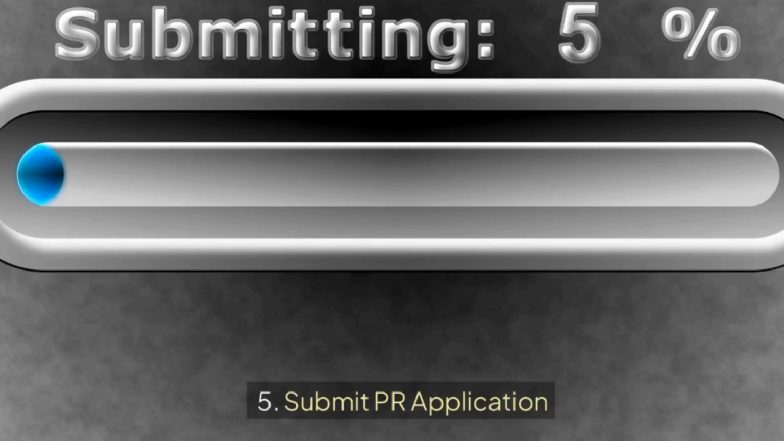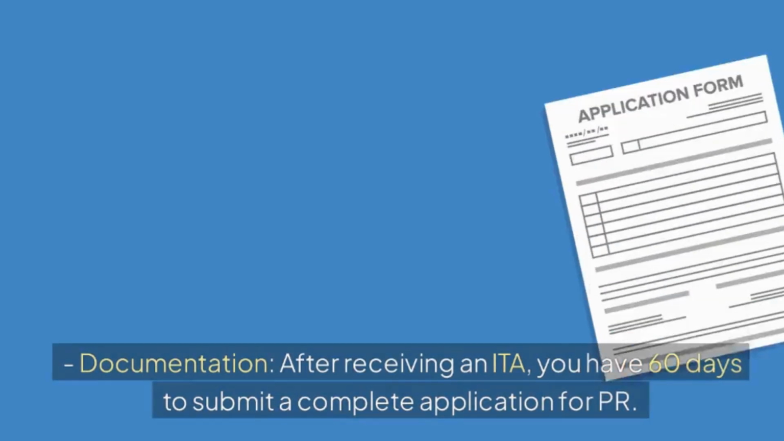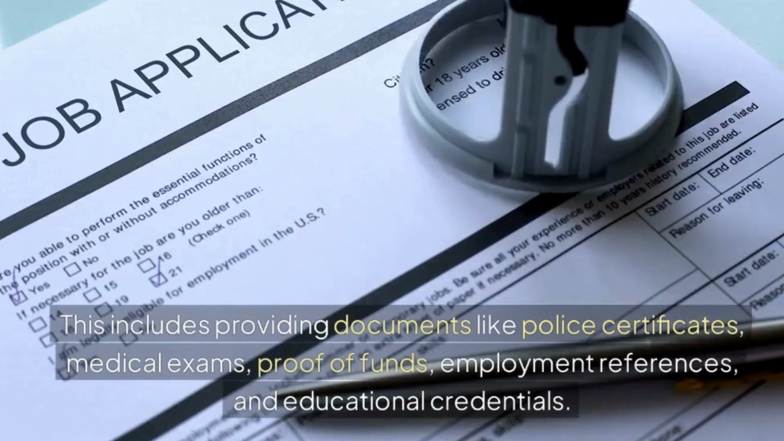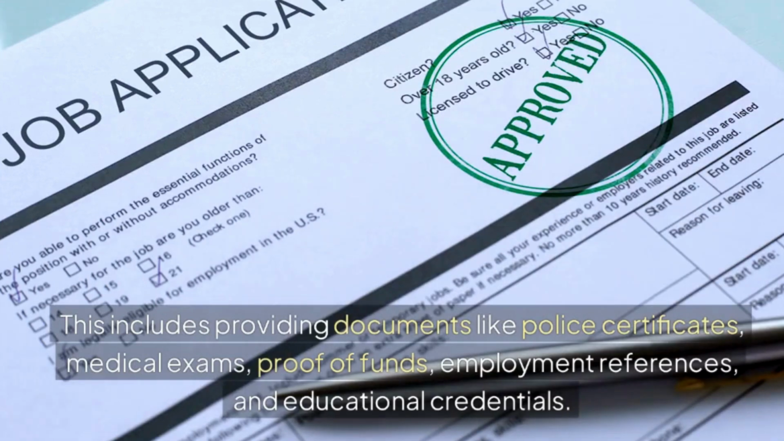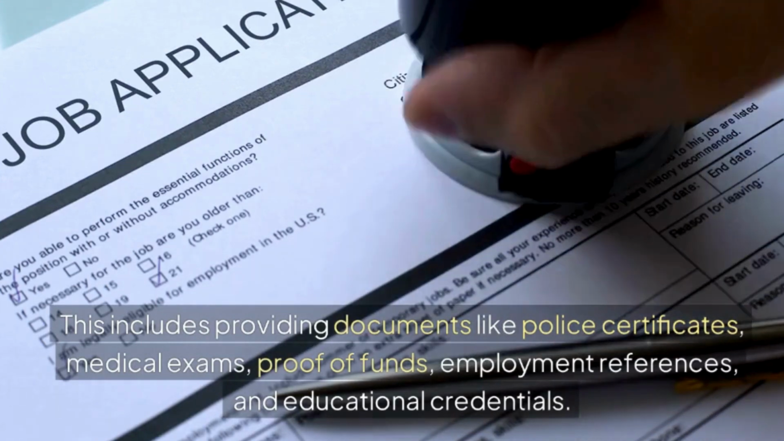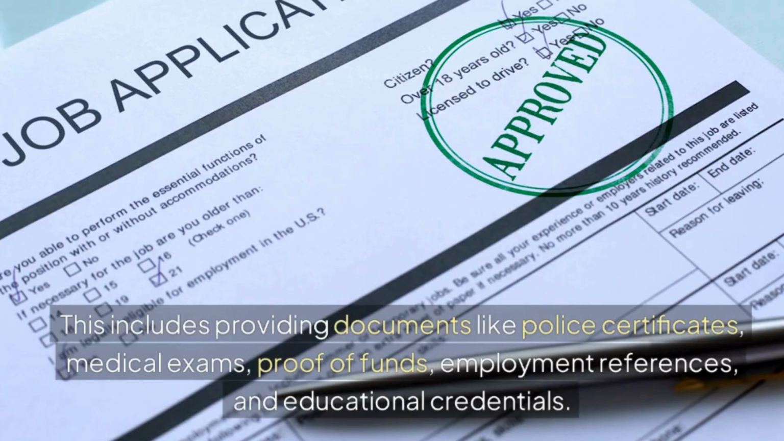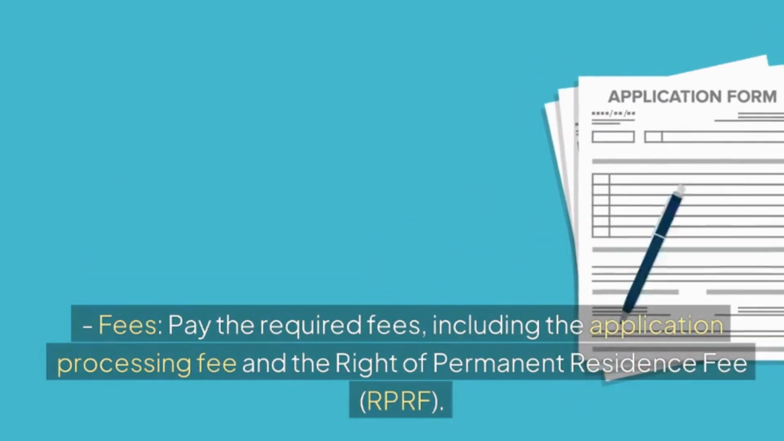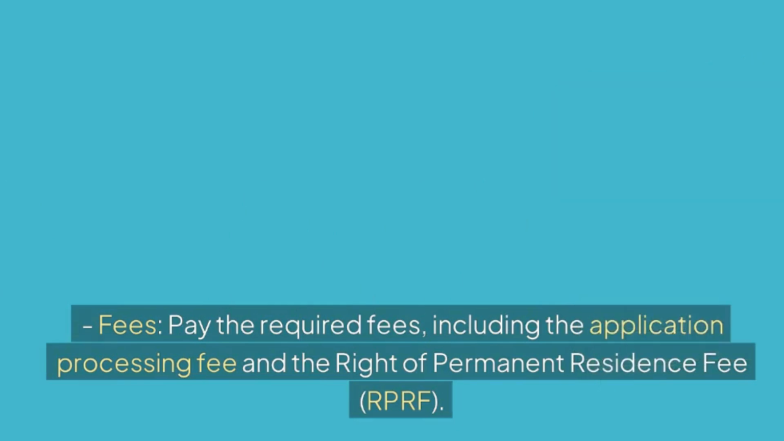5. Submit PR application documentation. After receiving an ITA, you have 60 days to submit a complete application for PR. This includes providing documents like police certificates, medical exams, proof of funds, employment references, and educational credentials. Fees. Pay the required fees, including the application processing fee and the right of permanent residence fee, RPRF.